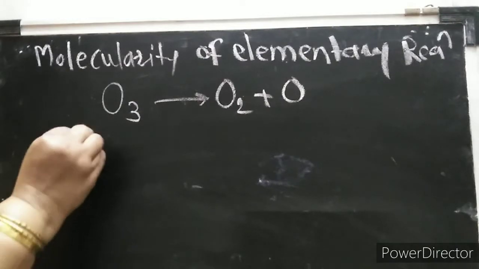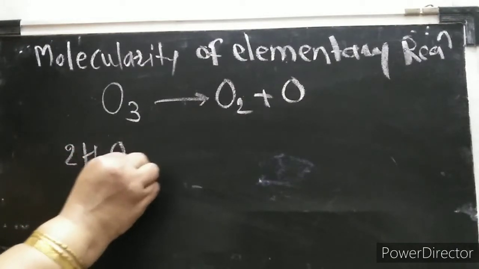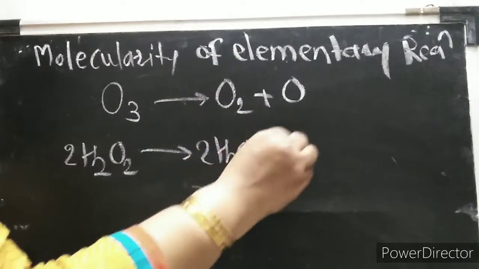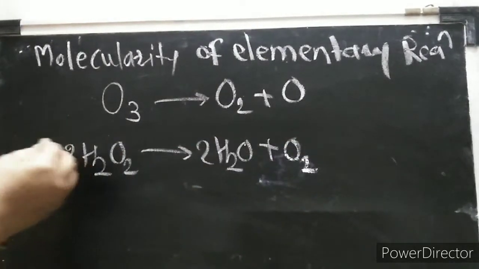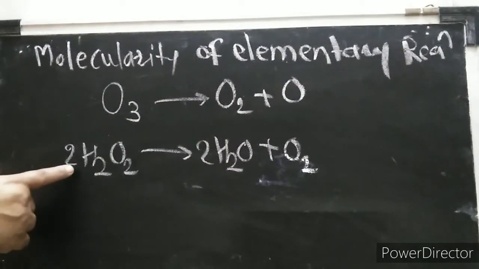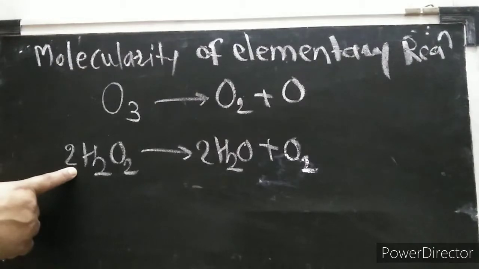Let us consider the previous example, 2H2O2. It splits up into 2H2O, plus O2. So how many molecules are taking part in this elementary reaction? 2. So the molecularity for this reaction will be 2.